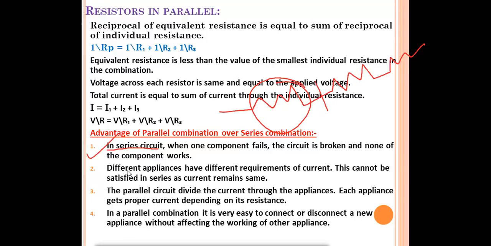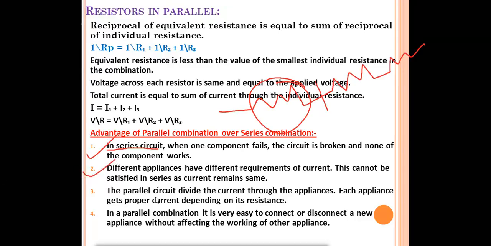Next one, different appliances have different requirements of current. This cannot be satisfied in series as current remains the same. For example, in our house we have a fan, a bulb, a television, ACs, and a microwave. All the appliances have different requirements of current, right? If we connect all the appliances in series, then what will happen? The same current will flow through them. So in this way, our need cannot be satisfied. This cannot be satisfied in series combination because all the appliances need a different amount of current. That is possible only through parallel combination. In series combination, that is not possible at all.